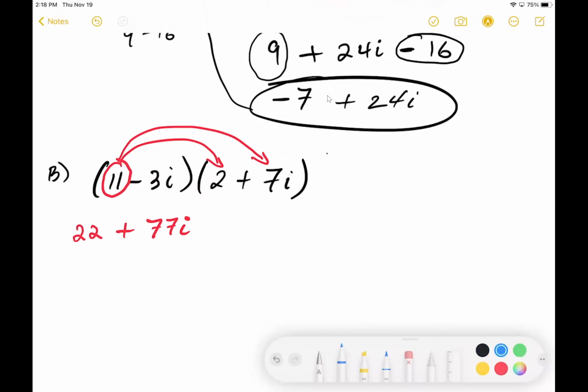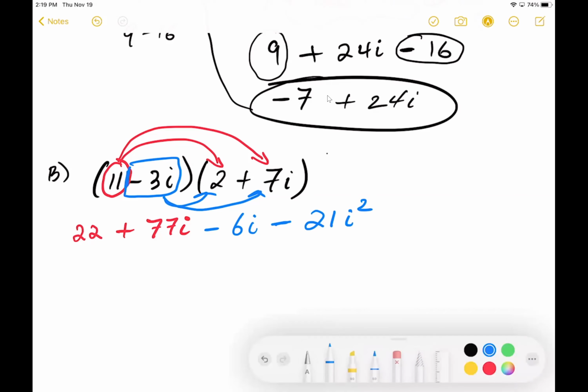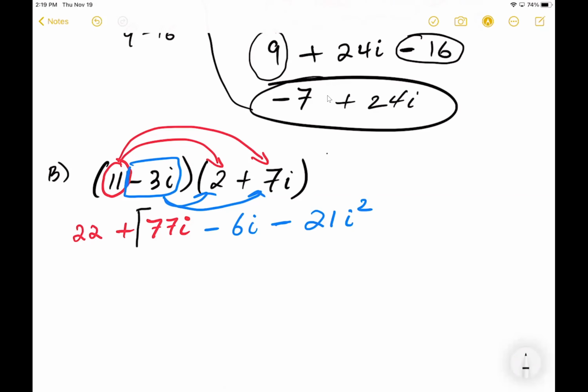And I do the same thing with this negative 3i. Negative 3i times 2 gives me a negative 6i. A negative times a positive gives me a negative. 3 times 7 is 21. i times i gives me i squared. Reminder, the only time you increase the power is when you multiply. When you add or subtract, you only add or subtract the coefficients and you keep the variable. You do not subtract the exponents.